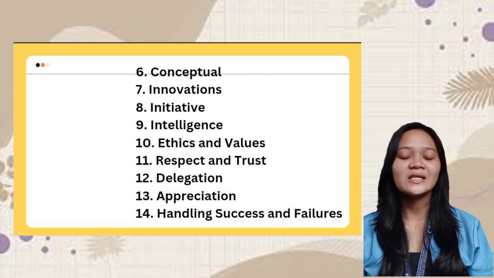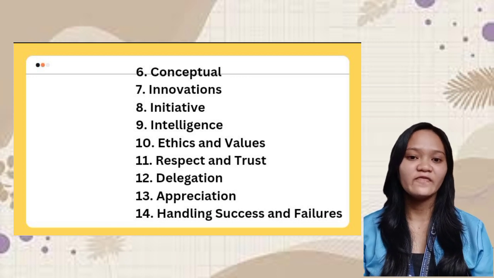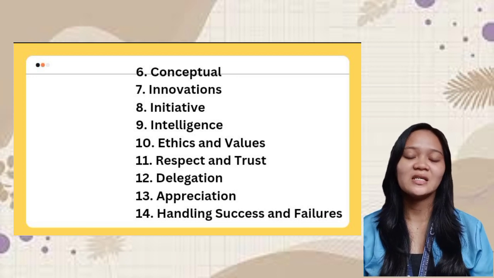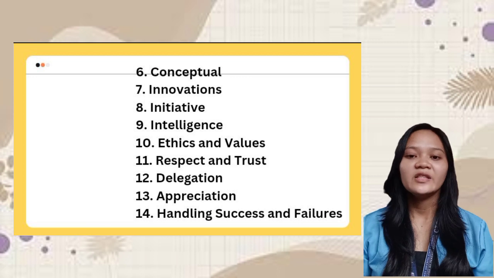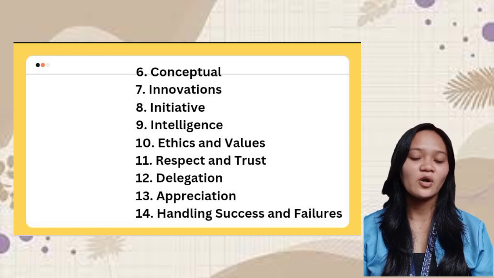The ninth one is intelligence. An intelligent leader is efficient enough to make decisions and to deal with people. There is a need to have intellectual intelligence and emotional intelligence. This would enable effective leadership to take the right decisions not only in the interest of the organization but also in the interest of the employees.